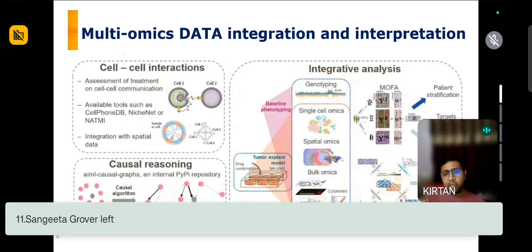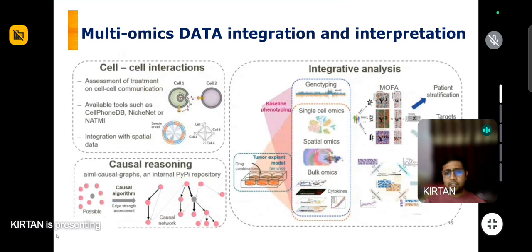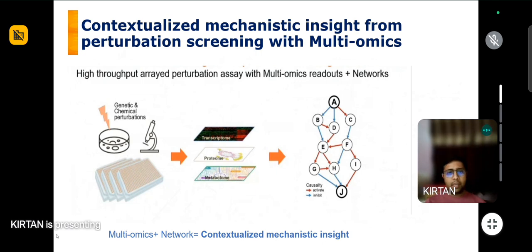The second thing we are talking about is integrated analysis. There are genotypic data, single-cell omics, and spatial omics, which is a very new term nowadays, meaning you are localized to a particular area. There is this omics technology, bulk omics, and you combine all of these to understand the target, biomarker discovery, and every kind of analysis. So what is the objective of the analysis? Your main objective is spatially specific identification of the disease condition or the drug-related study. Okay. Now, here I'm just talking about one multi-omics model with the network.